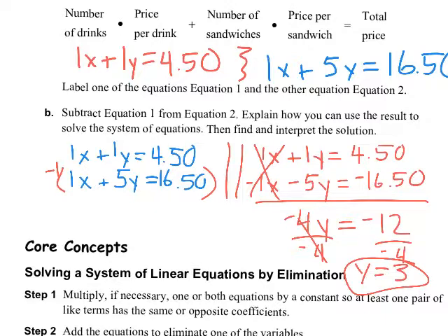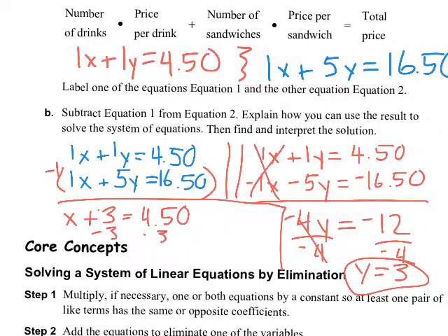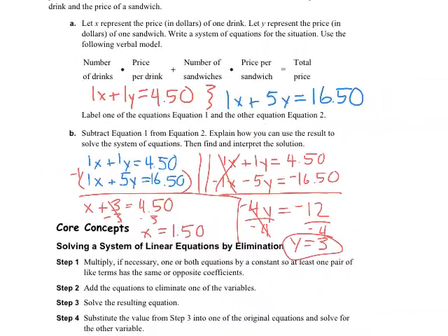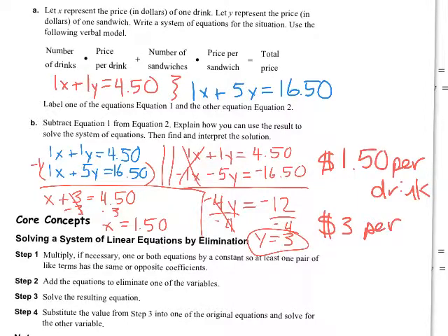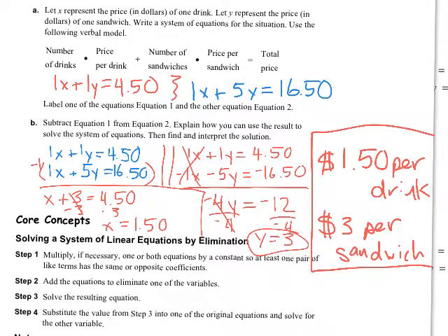So we have x plus y, which now we know y is 3, equals the 450. I subtract 3 from both sides, and I end up with x equals 150. Okay, so now let's go ahead and interpret. So I'm just going to pull it over here, and I'm going to say $1.50 per drink and $3 per sandwich. Okay, it's always important that anytime we have a real life situation with context to it, that we take the answer back and put it in context of the problem.